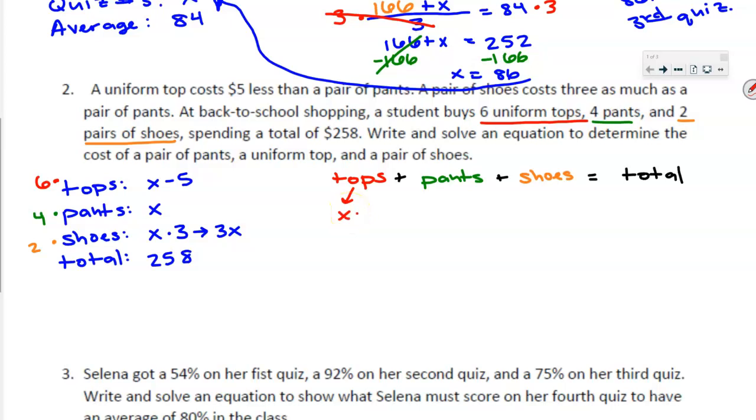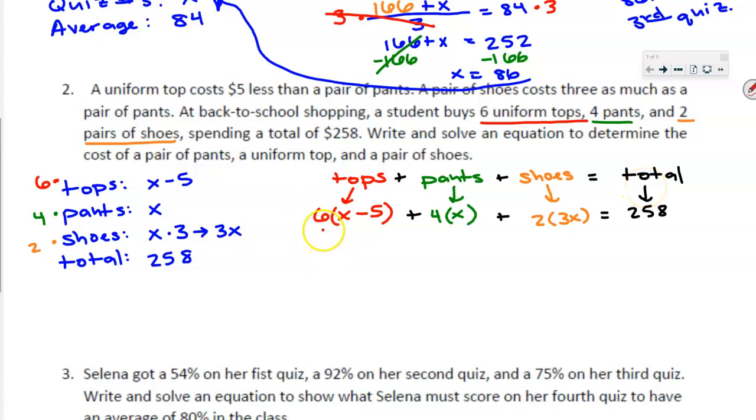I bought not just 1 top, but 6 of them. So this would be representing 1 top. I did that 6 times. Pants are x, but I didn't just buy 1 pair of pants, I bought 4 of them, so I need to show that I did that 4 times. Here's the cost of shoes, but I didn't buy just 1 pair of shoes, I bought 2 pairs of shoes, so 2 groups of 3x. Again, tops plus pants plus shoes is equal to that grand total, which is 258. Now we have our equation.